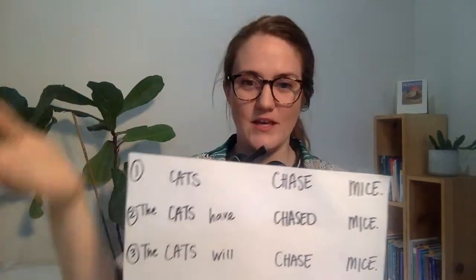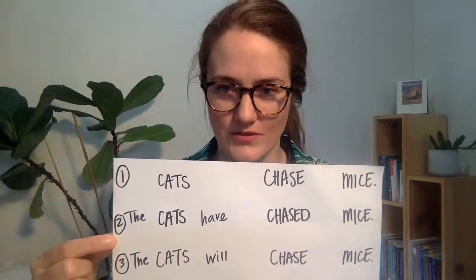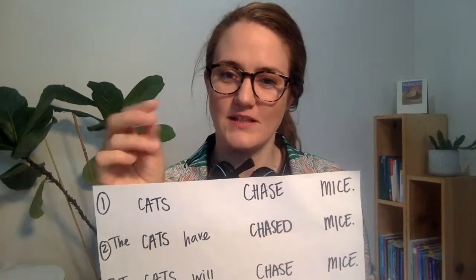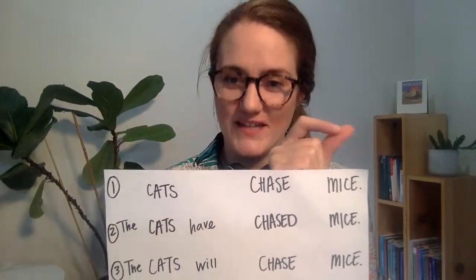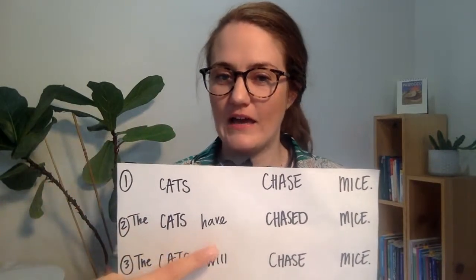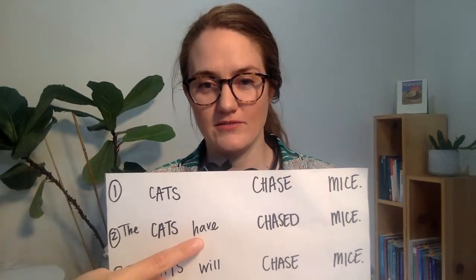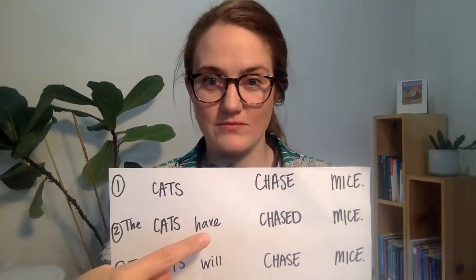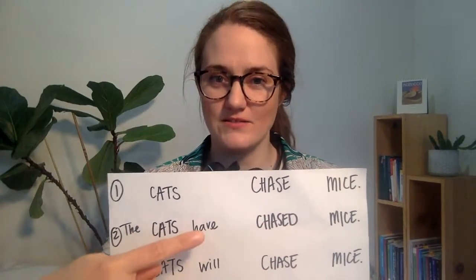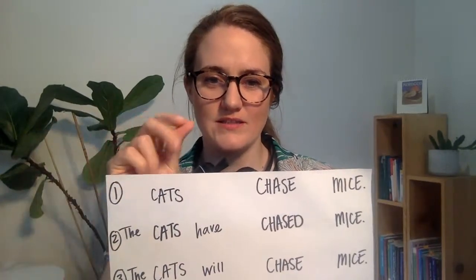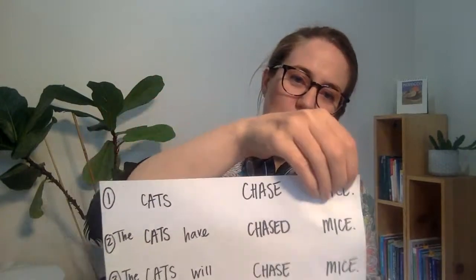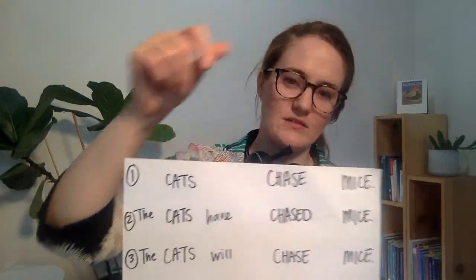Subject, verb, object. Now, number two, we're going to add words. The cats have chased mice. Okay, so we're adding the and we're adding have. Now, have here is just grammar. It's just changing the verb tense, right? So the cats have chased mice. But you see that stress is still on subject, verb, object. The cats have chased mice. Okay, number three.